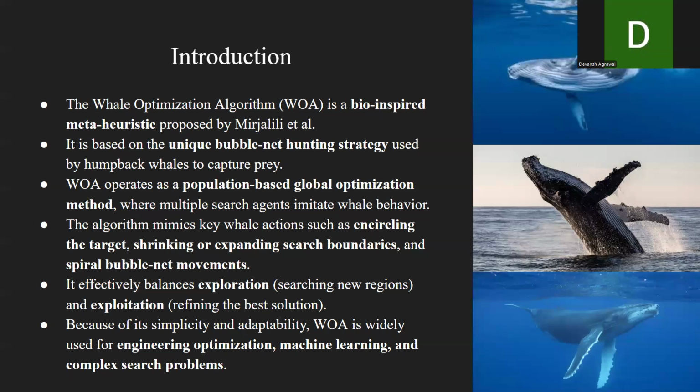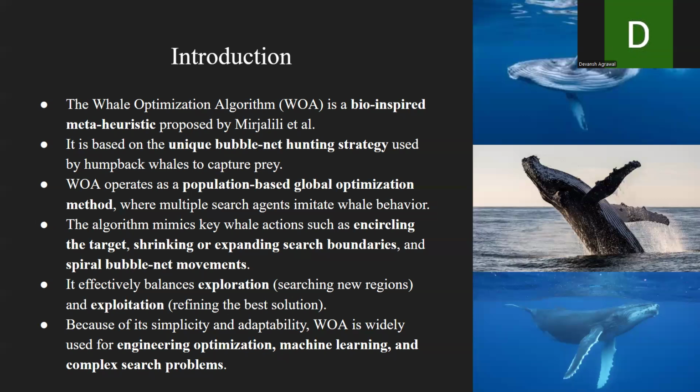The whale optimization algorithm is a bio-inspired meta-heuristic developed by Mirjalili et al. It draws inspiration from the extraordinary bubble net hunting strategy of humpback whales. The WOA functions as a population-based global optimization method, meaning it begins with a group of solutions and iteratively improves them. The algorithm imitates the three major behaviors of whales: encircling the prey, which represents moving towards the current best solution; shrinking or expanding the search boundaries; and spiral bubble net movement, an advanced hunting maneuver of the humpback whales.